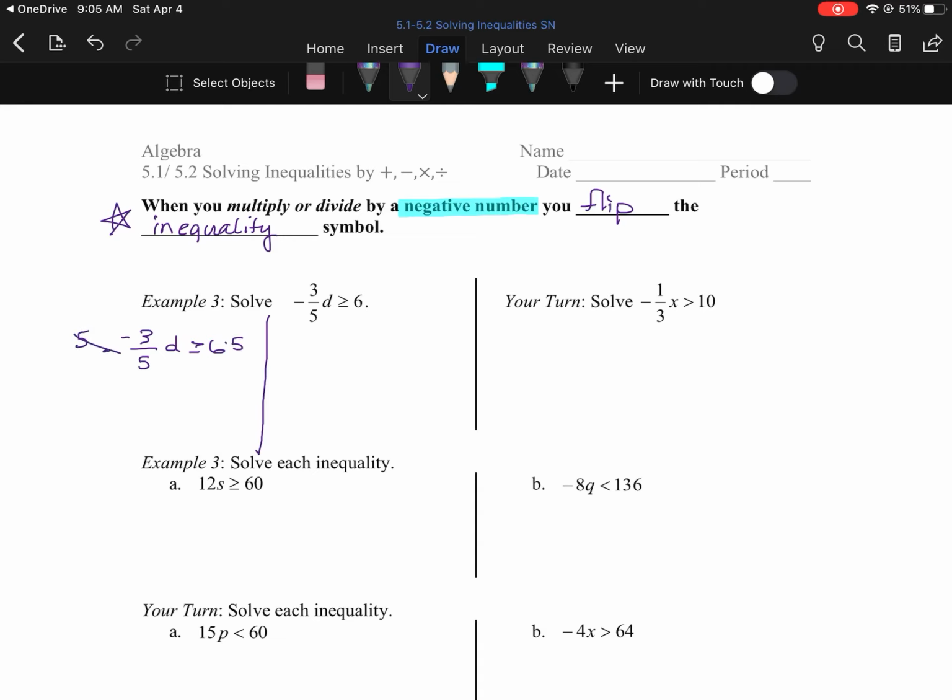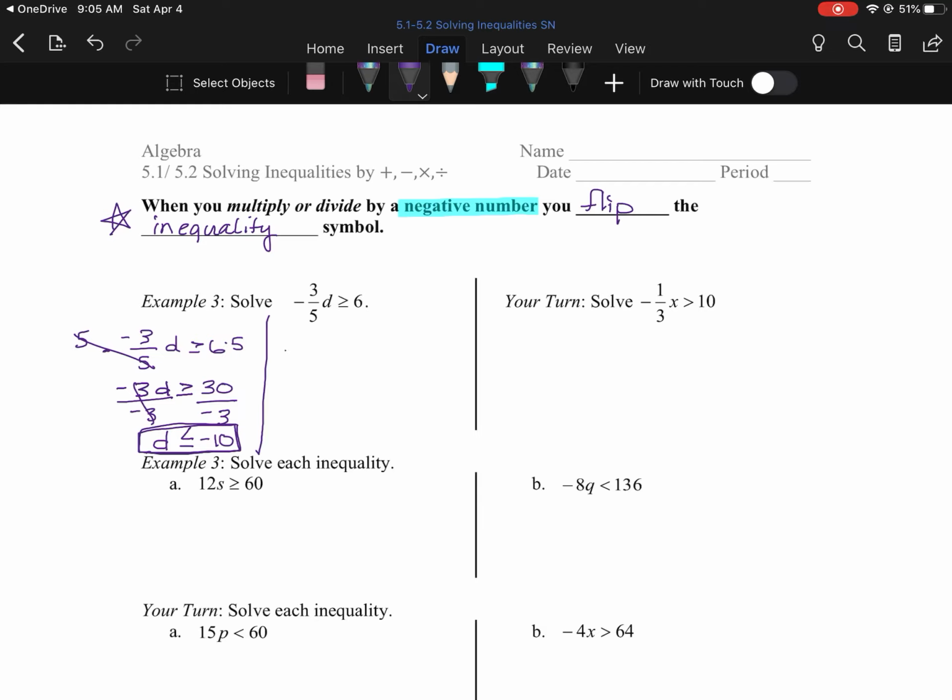So the first way is if I want to get rid of the 5 in the denominator, I'm going to multiply both sides by 5. So my 5's cancel and I'm left with negative 3d greater than or equal to 30. Now notice I put the negative with the 3, so that's why I didn't flip the inequality symbol yet. And now if I want to get rid of the negative 3, I have to divide by negative 3. And as soon as you think the words or say the words divide by negative, you know right away you need to flip that inequality symbol. So we get d is less than or equal to 30 divided by negative 3, which is negative 10. Right, so that's the first way you could solve it.